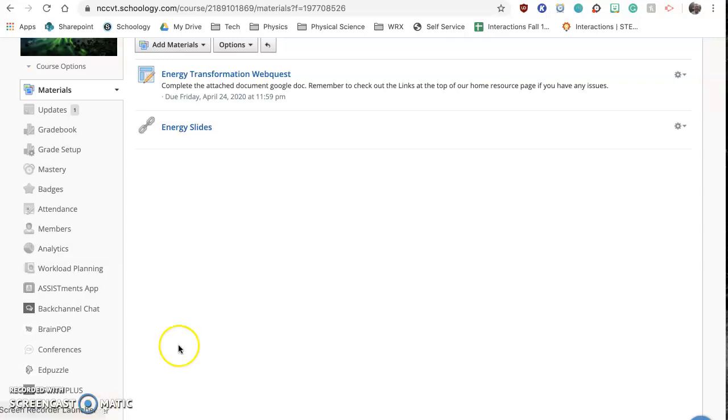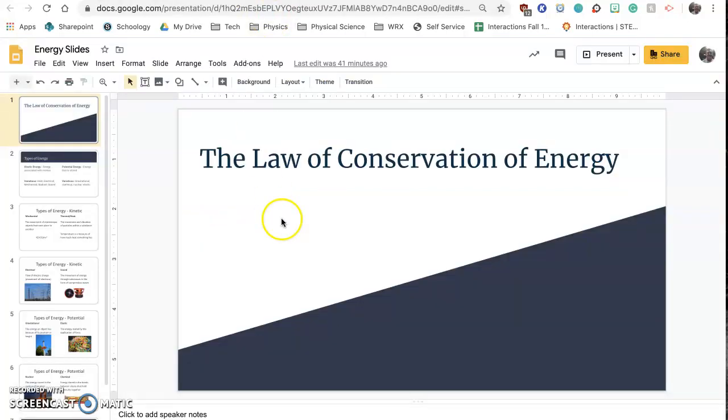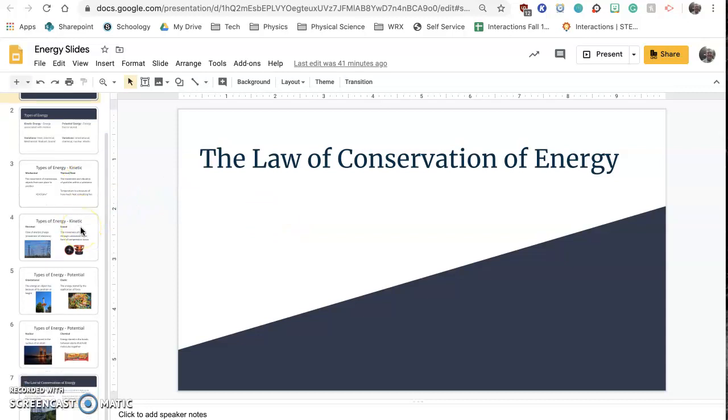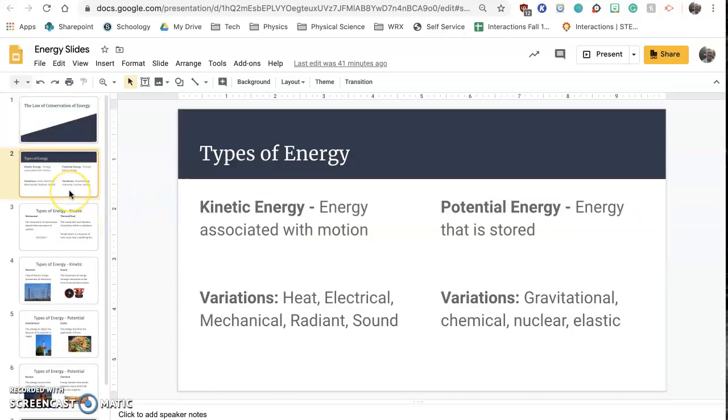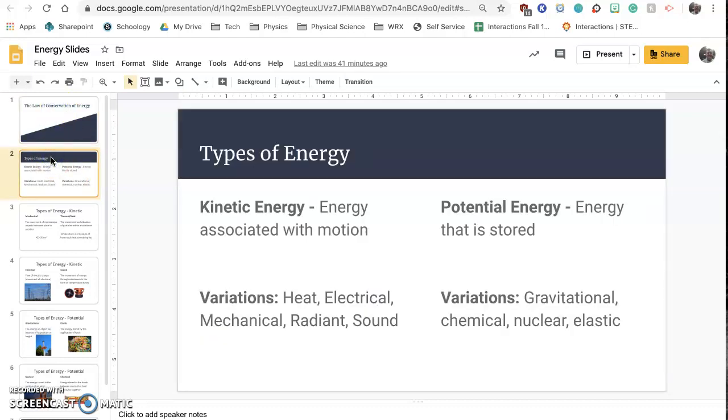Okay, so we've been talking about different types of energy, and this is something that a lot of you come from middle school with. But right underneath the web quest I published yesterday, I have a new set of slides. It should take you into something like this. Pretty basic. Okay, I wanted to boil it down to the basics for you guys just to give you what you need without confusing you too much.